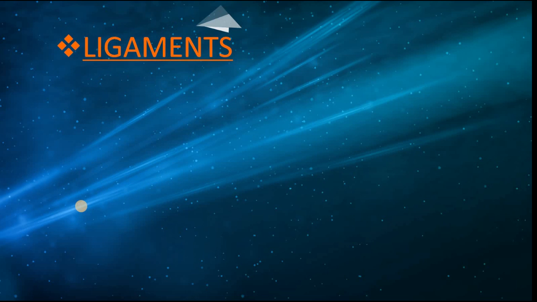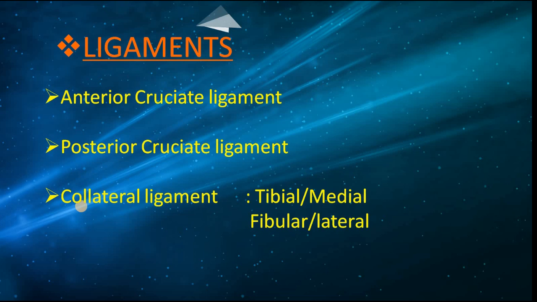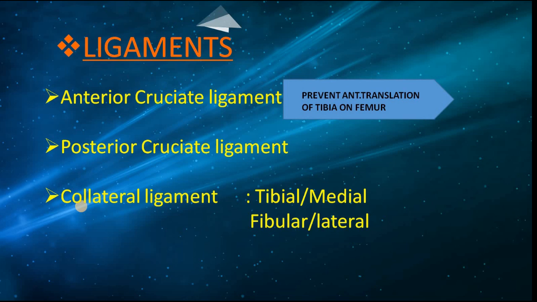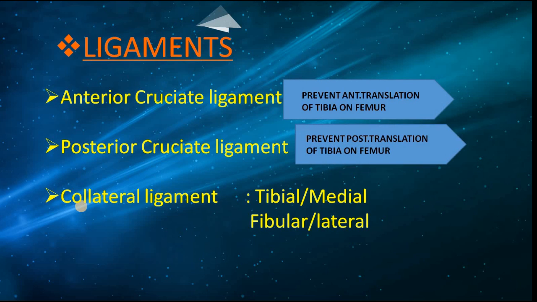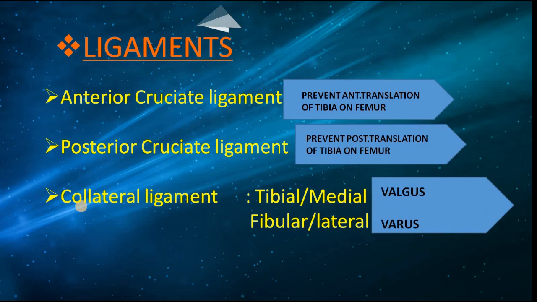Now let's move on to our ligaments. So there are mainly four ligaments present in the knee complex, which are the anterior cruciate ligament, posterior cruciate ligament and the medial and the lateral collateral ligaments. The anterior cruciate ligament prevents the anterior translation of the tibia on the femur. Posterior cruciate ligament prevents the posterior translation of the tibia on the femur, and the medial and the lateral collateral ligaments prevent the valgus and the varus stress on the knee joint medially and laterally respectively.